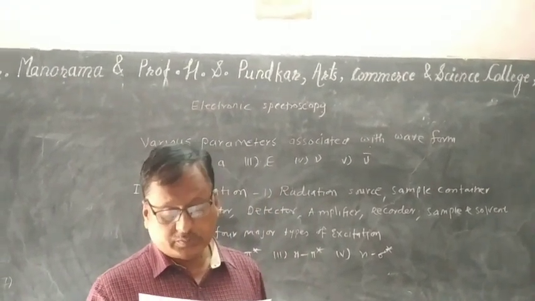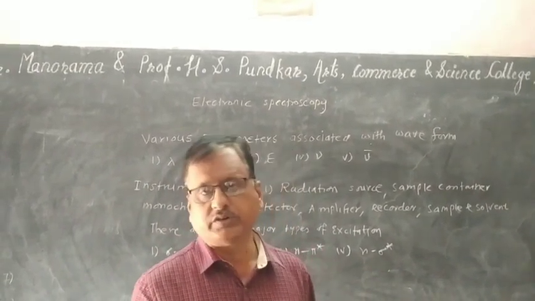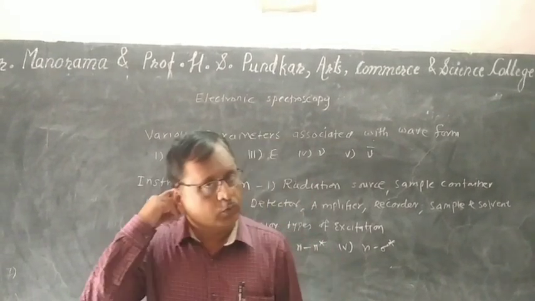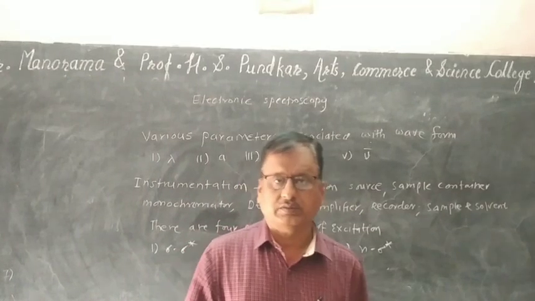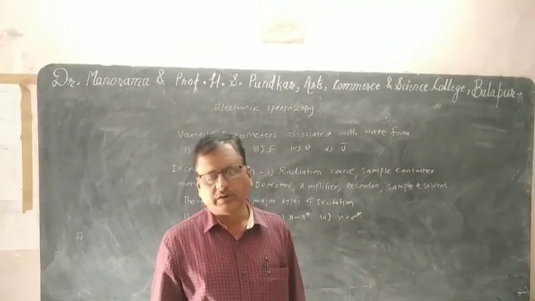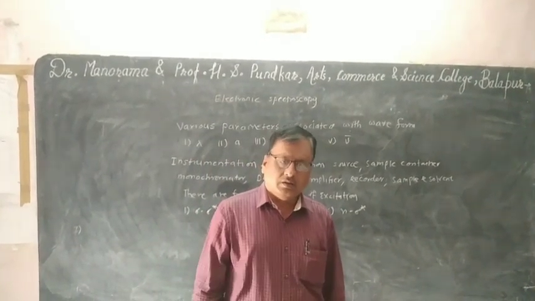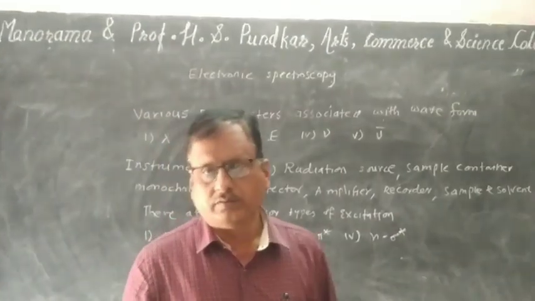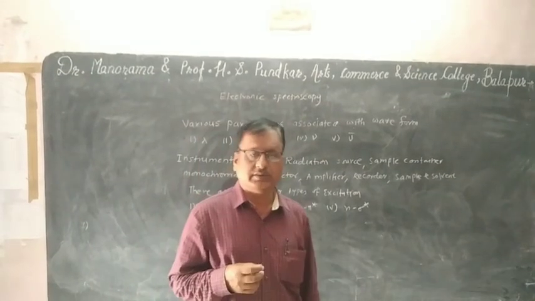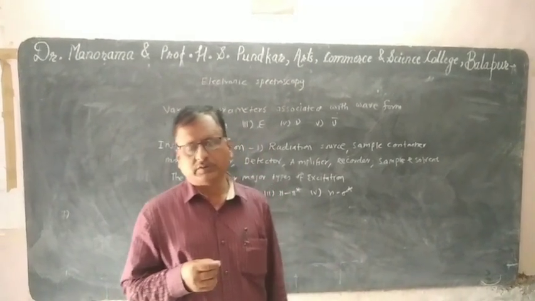If we see their relative energies, then sigma to sigma star is greater than n to sigma star, n to sigma star is greater than pi to pi star, and pi to pi star is greater than n to pi star. There are two types of transition: allowed transition and forbidden transition. The transition with the value of extinction coefficient at lambda max, that is epsilon max, when greater than 10 raised to 4, is called an allowed transition, and when it is less than 10 raised to 4, it is called a forbidden transition.